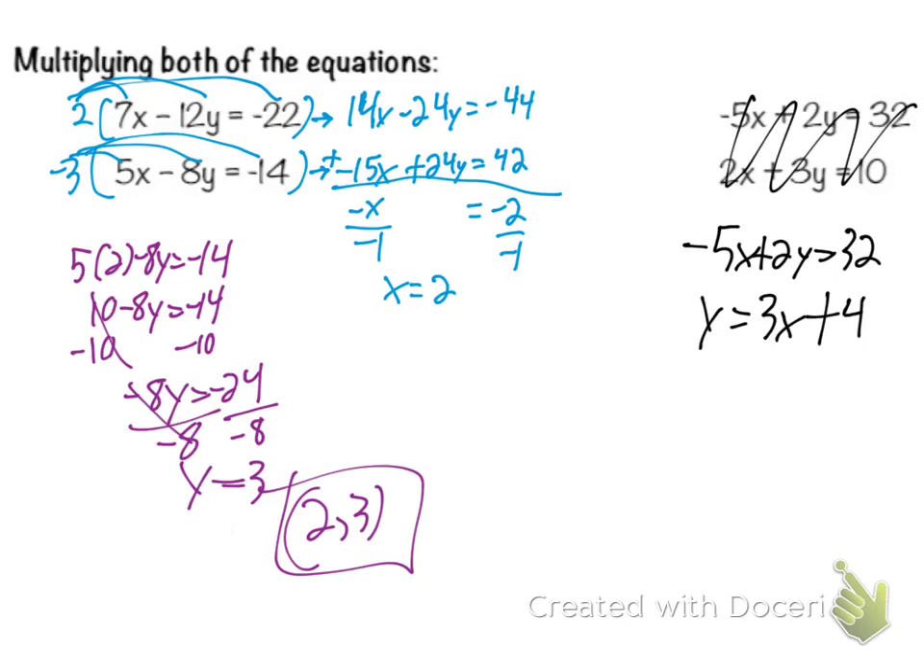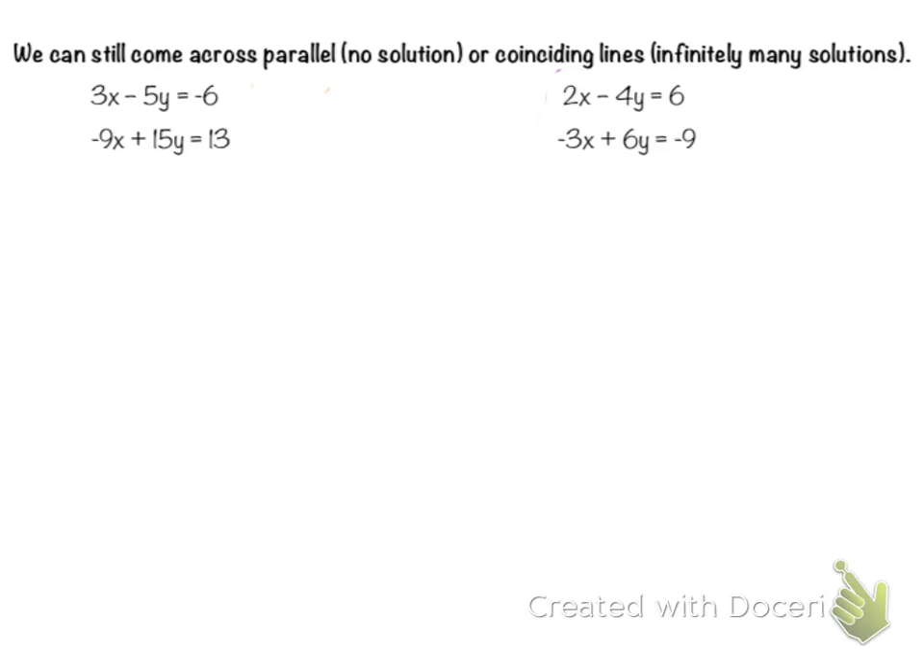Continuing on, we're going to skip this example and go to this very last example here. These very last two. We can still come across those parallel lines and the coinciding lines. I'm going to speed through these two just for the sake of time. I feel like you guys have a pretty good grasp on elimination, so I feel confident doing these examples myself and speed rounding through them right now.